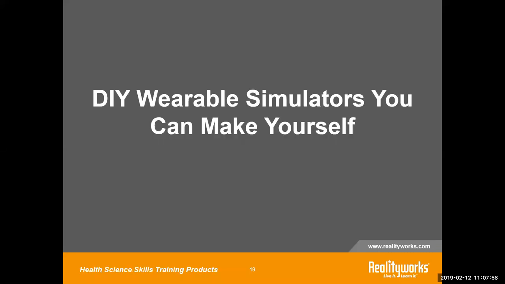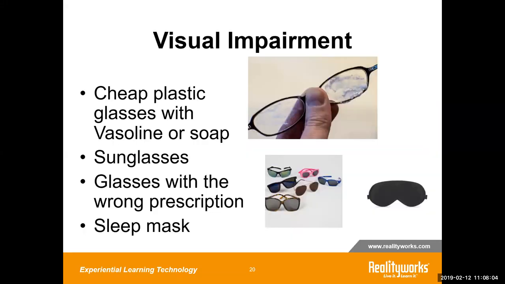So now we're going to talk some about wearable simulation ideas that you can make yourself. So the first one that we'd like to share is about visual impairment. Now, you could take glasses, smear them with soap or Vaseline, and simulate cataracts, a general cloudiness to the vision. Wearing glasses also made of the wrong prescription or wearing sunglasses indoors can also simulate conditions like macular degeneration or glaucoma. You can also use sleep masks for total blindness.